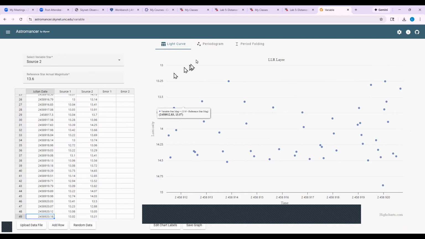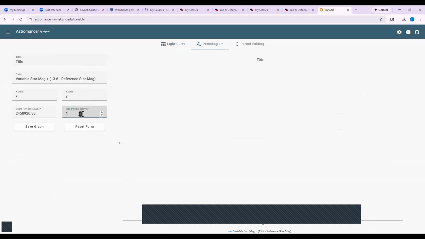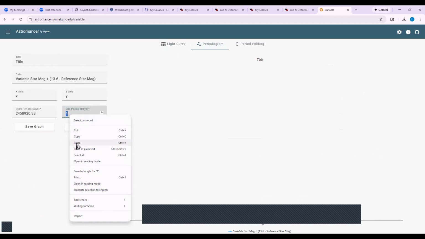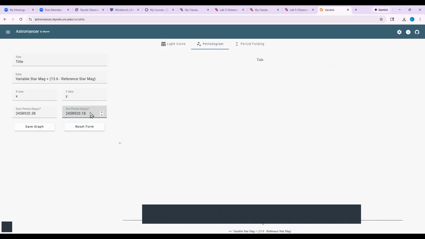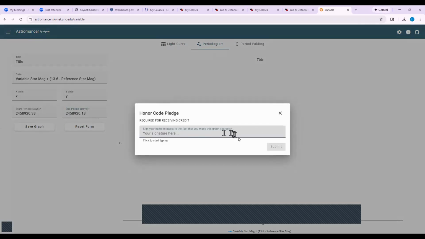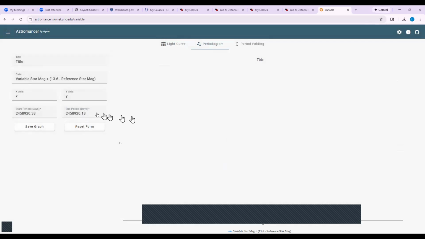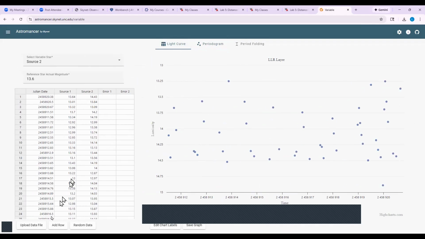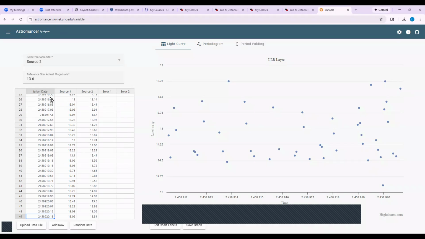Copy. I go here, paste, enter. Okay. And it should choose something here, no, the two numbers are the same. Let me see. Yeah, it's dark here as well. The periodogram doesn't seem to be doing it.